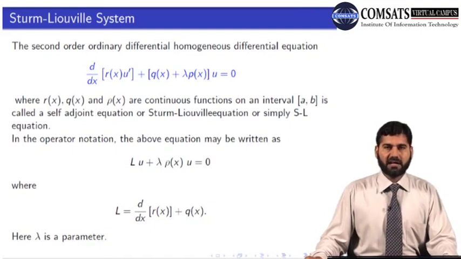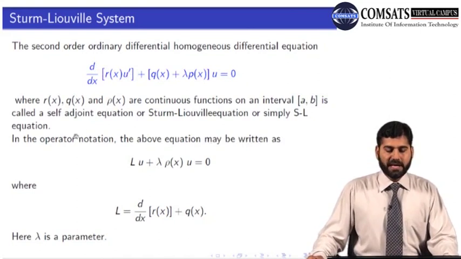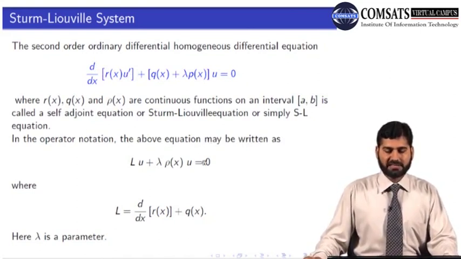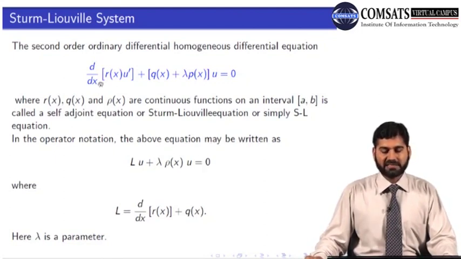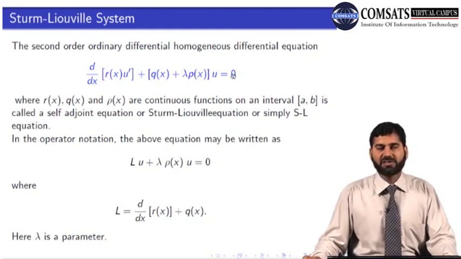It's a Sturm-Liouville equation. u is the unknown variable here. It's second order because you see the derivative of the derivative: d by dx of u prime is the second derivative. In operator notation, the above equation may be written as Lu plus lambda p u is equal to 0. So I separated this lambda p(x) u term.